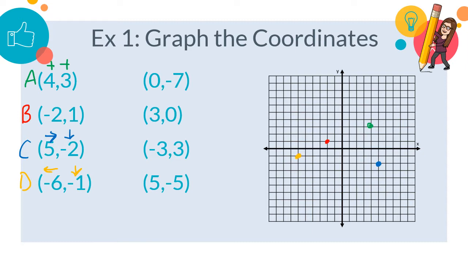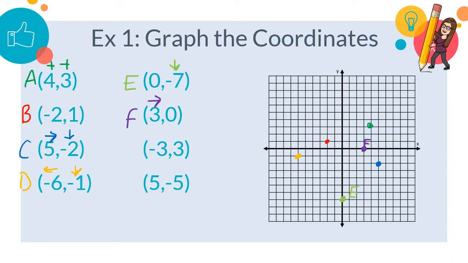Let's take a look. 0, negative 7. Watch out for this. This means 0 left or right, down 7. So this is going to occur on the y-axis. 3, 0 means right 3, and that's it. Okay, so watch out for that. Oops, I should have been labeling my letters. It's okay if you don't have that.